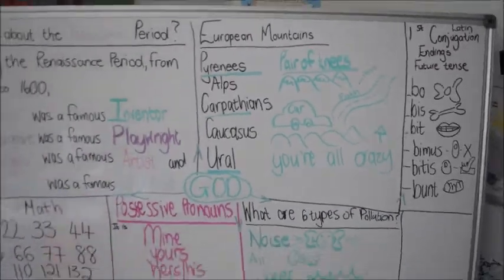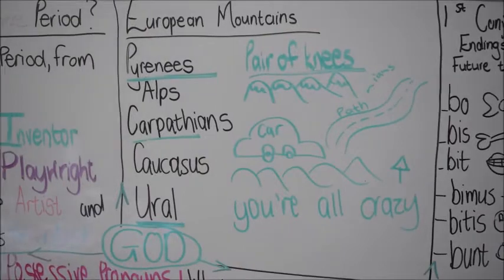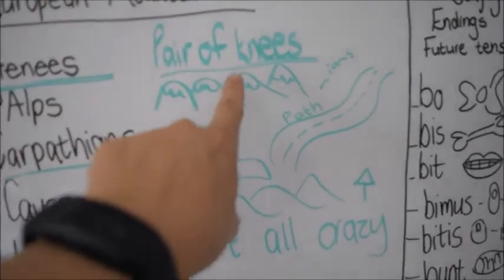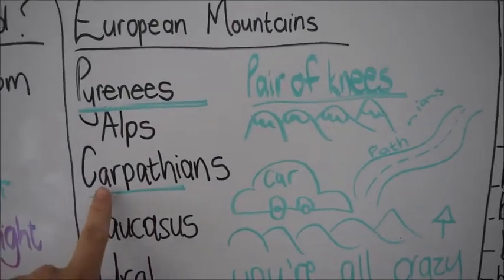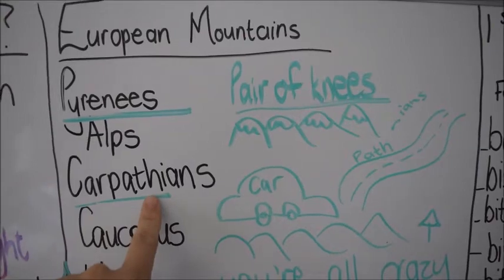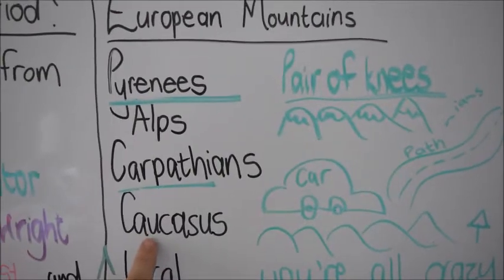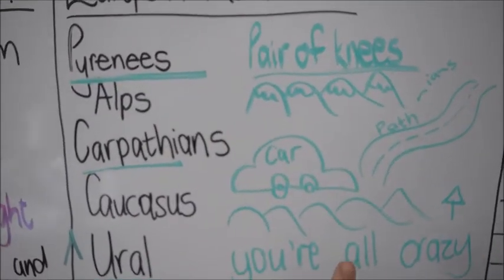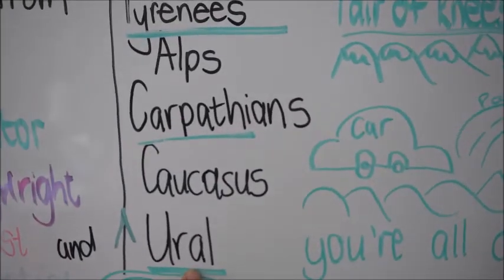With geography, I'll show you my board. We have the European mountains, and we are going to make a little thing. We're going to say it's Pyrenees, and we take our pair of knees to climb the Alps. Then we get in our car and ride on the path, Carpathians, to get to the Caucasus Mountains. When we look up, our gas is finished, and we say, "You're all crazy." Ural Mountain.